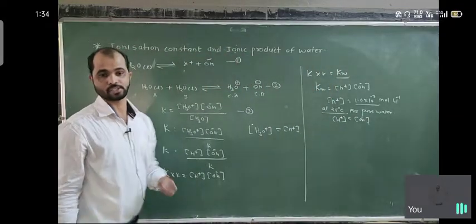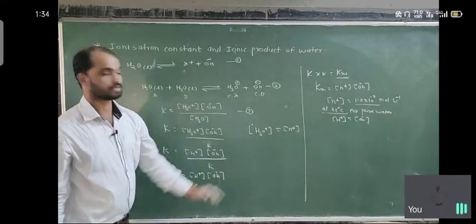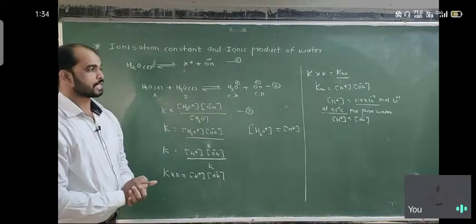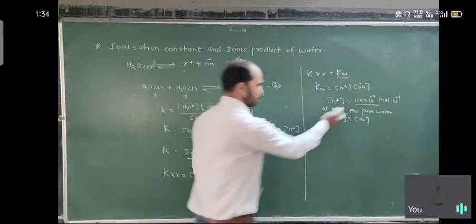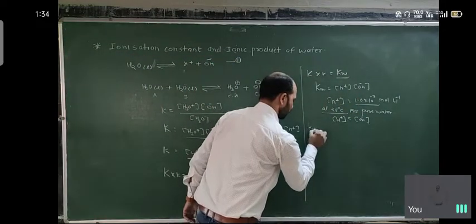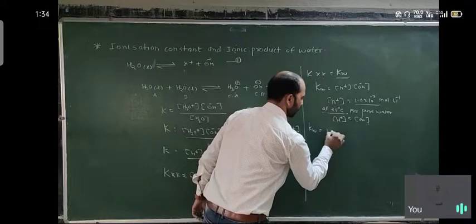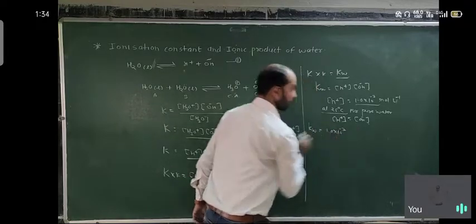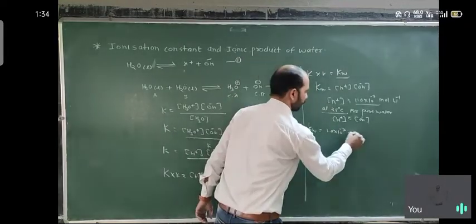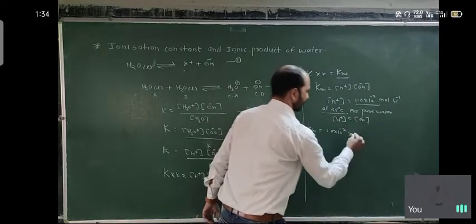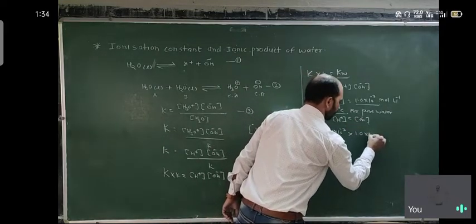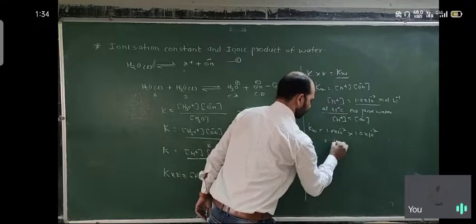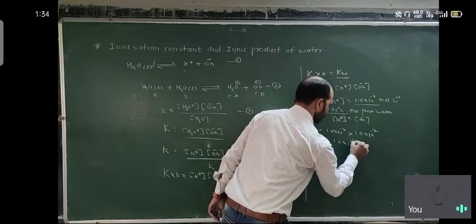pure water what is the concentration of H plus? It is 1 into 10 raised to minus 7 mole per liter. So we put the value here. So what is the Kw? Kw is equal to 1.0 into 10 raised to minus 7 for H plus, same value taking for OH minus also, both are same. So 1.0 into 10 raised to minus 7. So we get 1.0 into 10 raised to minus 14.